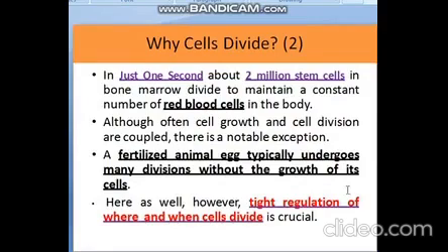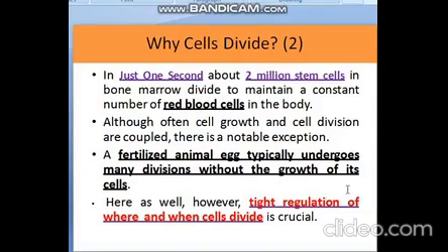So there are some examples in our body. For example, about 2 million stem cells in our bone marrow divide to maintain a constant supply of red blood cells in our body. So it is a continuous process. Cell division is a continuous process in multicellular organisms. No matter how old they are, cell division keeps on and on to maintain the balance of the cells in our body till the time we are alive.